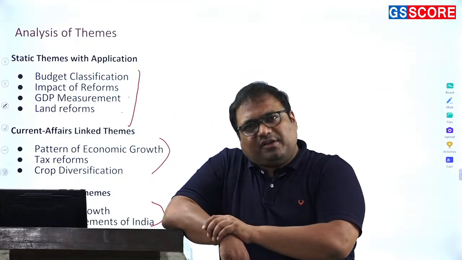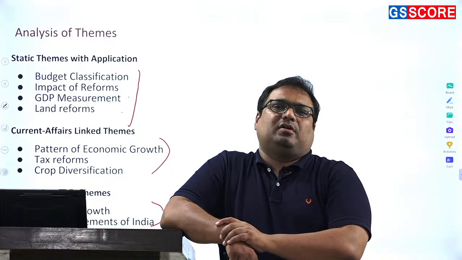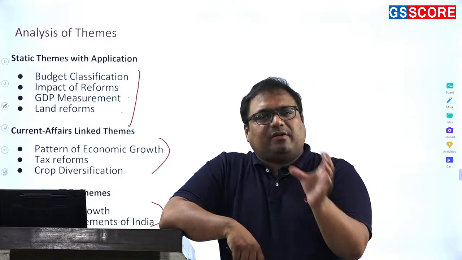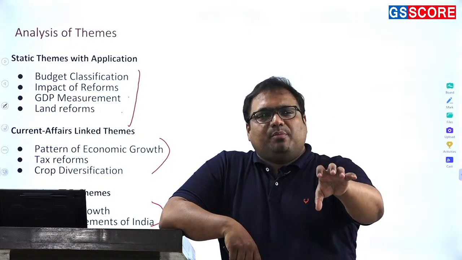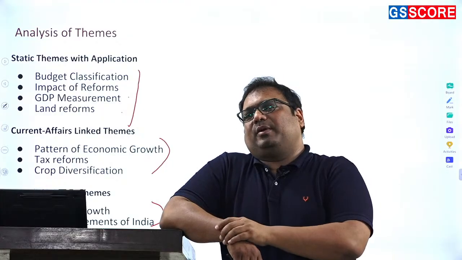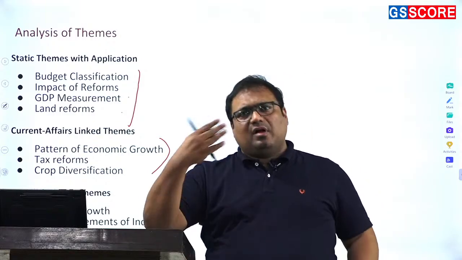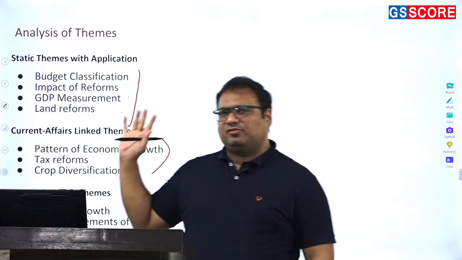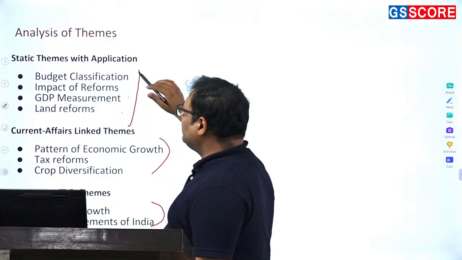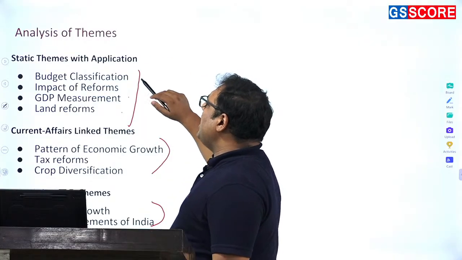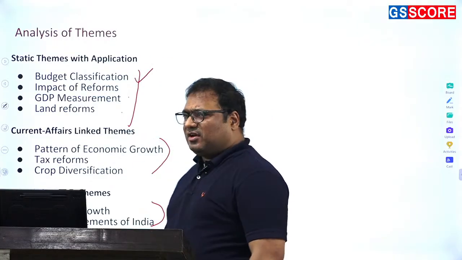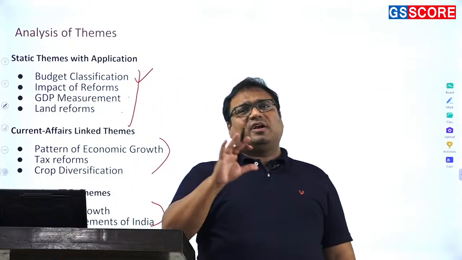What is current expenditure will always remain current expenditure. Over time, the pattern can change, that we may be spending more on current expenditure today. Tomorrow, we may spend more on capital. So our behavior can change, but these topics always remain the same. These are static topics in which there can be application. So budget classification is an important static theme.